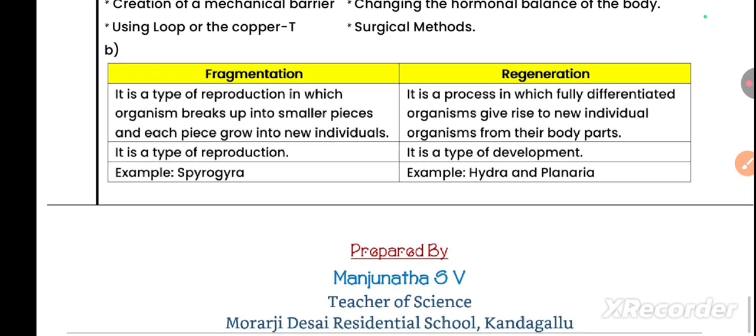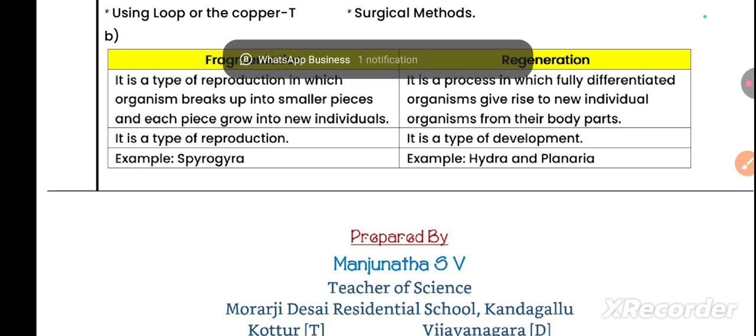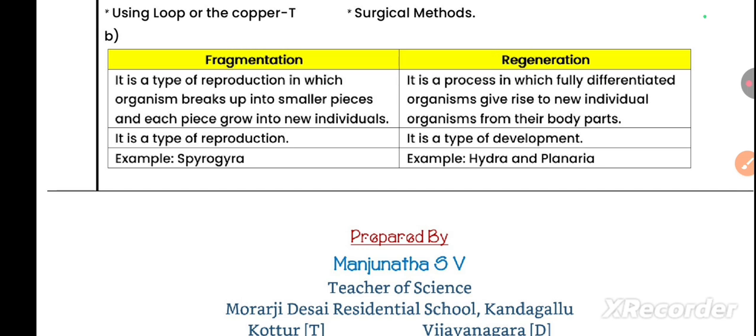Fragmentation is a type of reproduction in which an organism breaks up into smaller pieces and each piece grows into a new individual. Regeneration is a process in which a fully differentiated organism gives rise to a new individual organism from its body parts. Fragmentation is a type of reproduction. Regeneration is a type of development. Fragmentation example: Spirogyra. Regeneration examples: Hydra and planaria.